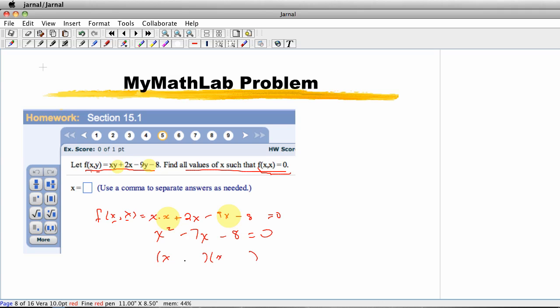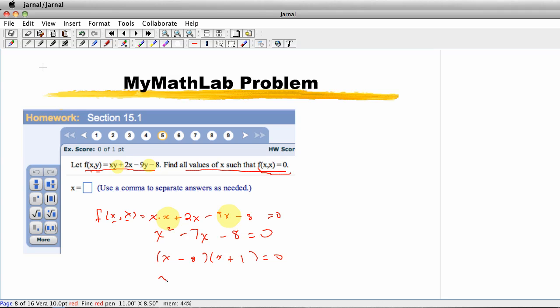So in this case, this factors into x minus 8 times x plus 1. It's easy to check that that has first times first equals x squared, and last times last equals negative 8. And the inner term is minus 8x, the outer term is 1x, so the sum of those two is negative 7x. So that works.